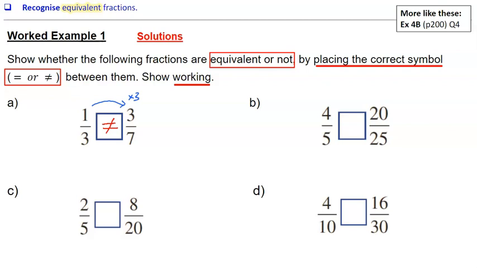Part B. Look at the numerators. 4 times 5 makes 20. Look at the denominators. 5 times 5 makes 25. These proportions are the same. Therefore, use the equal to sign.